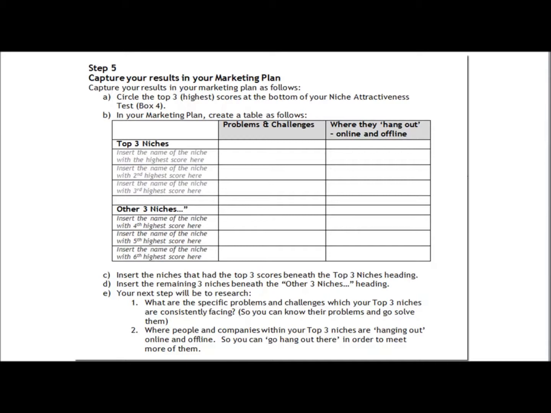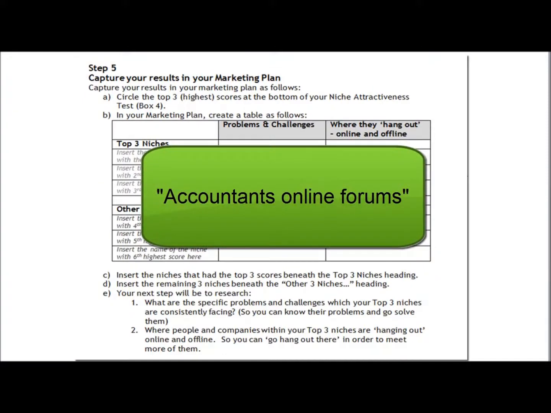I want you to go to Google or whichever your favorite search engine is, and I want you to type in, and you've got to put this in inverted commas because you don't want a broad search, you want an exact search. So just jot this down as a home play as part of the research. Now the home play is get to Google or your favorite search engine, open inverted commas, and for my example accountants, I would put accountants online forums, close inverted commas, and I click enter.